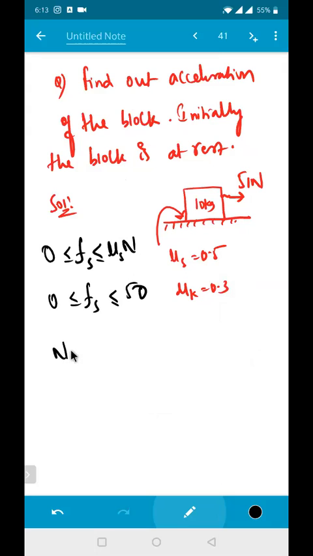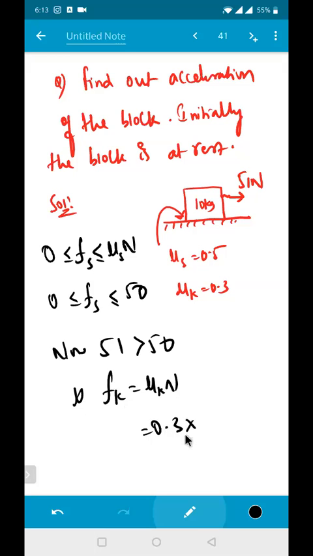So now I can say that right now 51 is greater than 50. So the block will move. If the block starts moving, then we'll be getting what type of friction? Kinetic friction. So I can write here fk is equal to mu k into N. That is nothing but 0.3 into 100, which will be equal to 30 Newton.